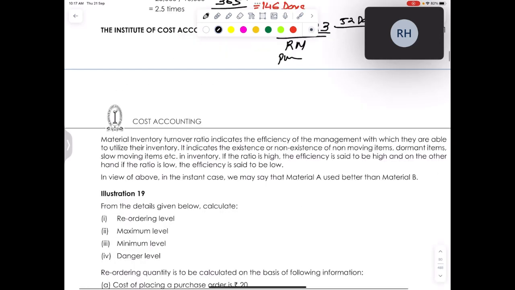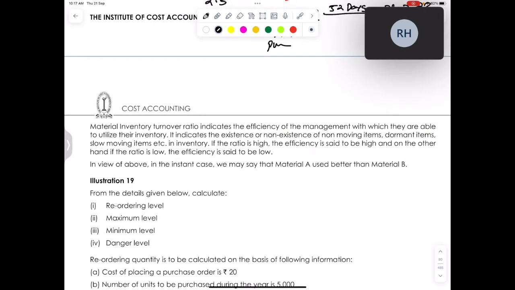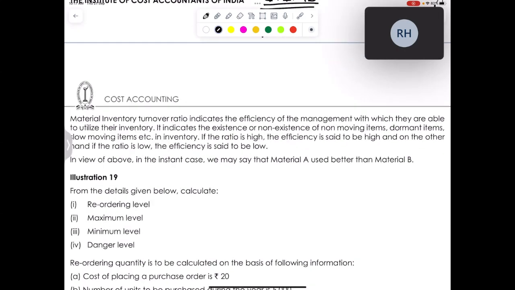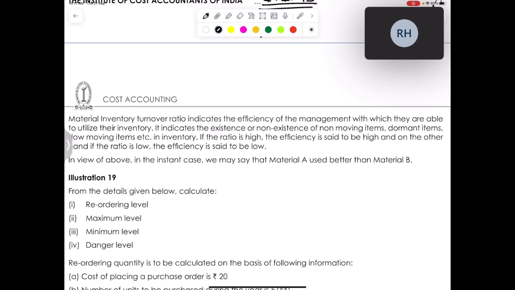Okay, please read out this line, beta. Comment has been asked by the question. Please read out this line. This is very, very important.